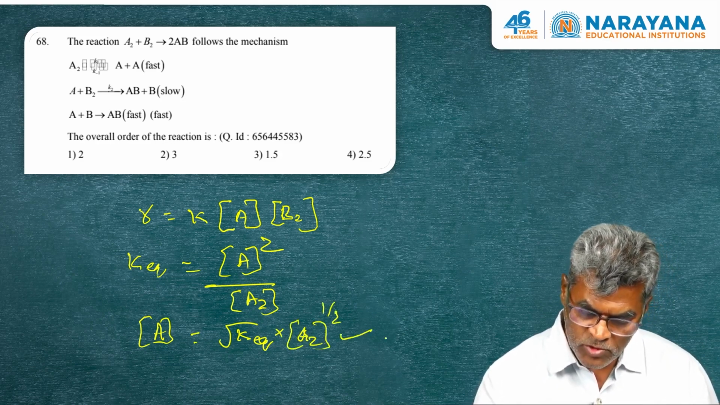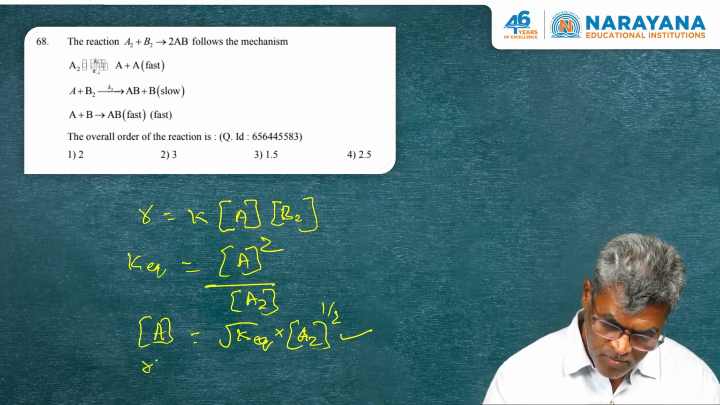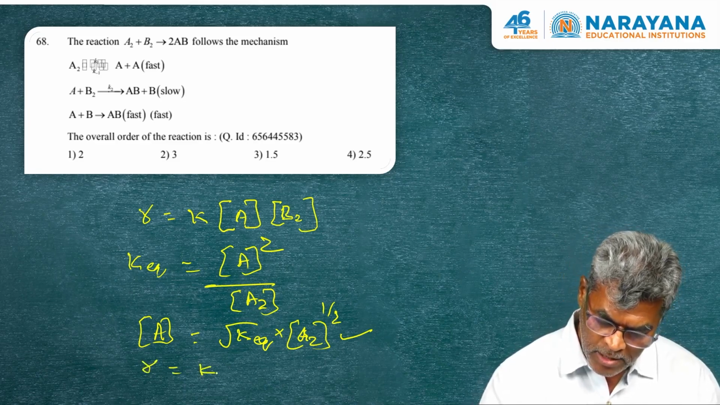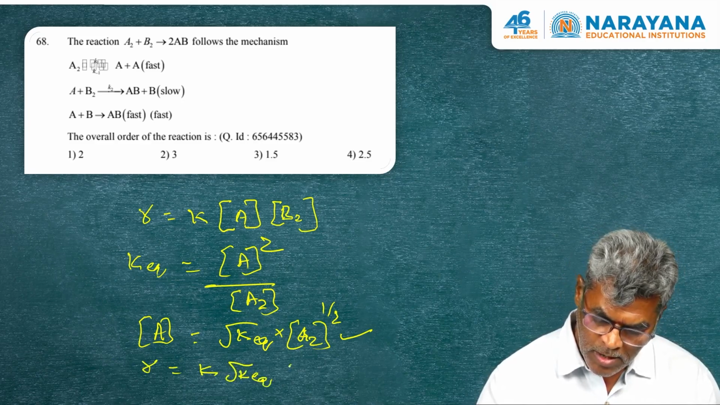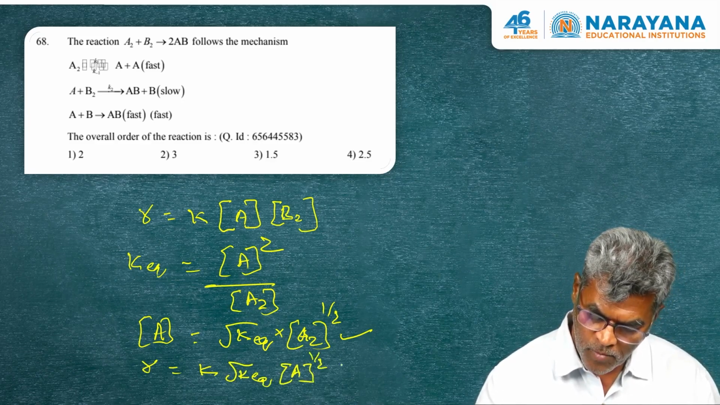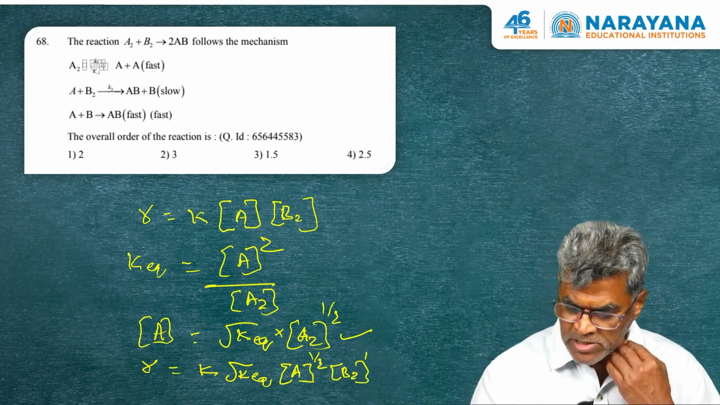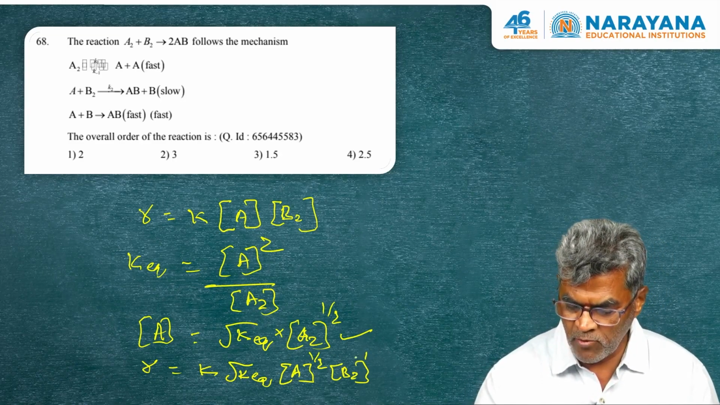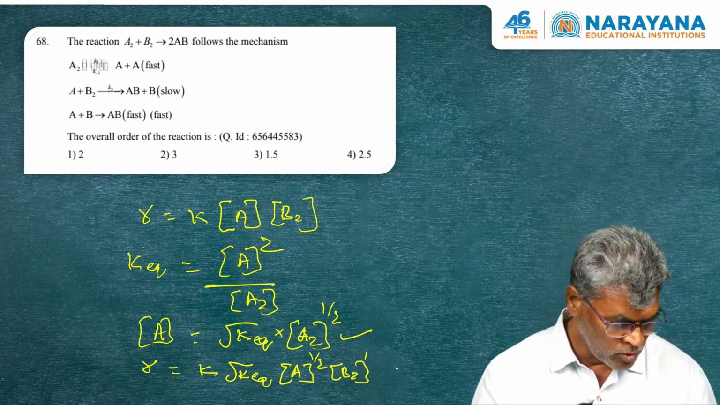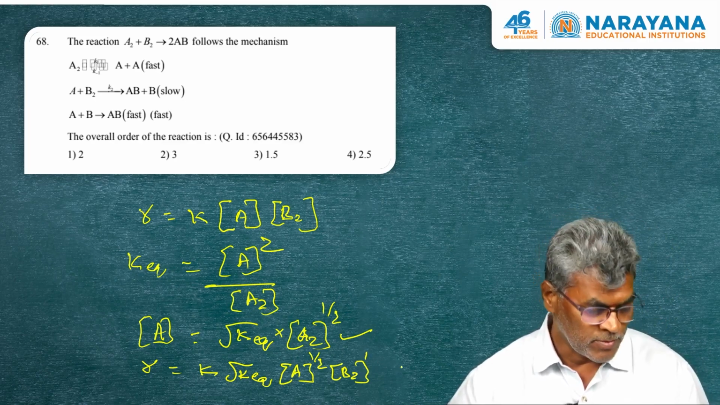This equation, if you substitute in the rate expression again, what you are going to get is R is equal to K into under root K equilibrium and A2 to the power of half, and B2 power of 1. So, order of the reaction is the sum of the concentration powers, that is why 1 plus half, 3 by 2 you are going to get. So, 1.5 is the order, that is the third option.